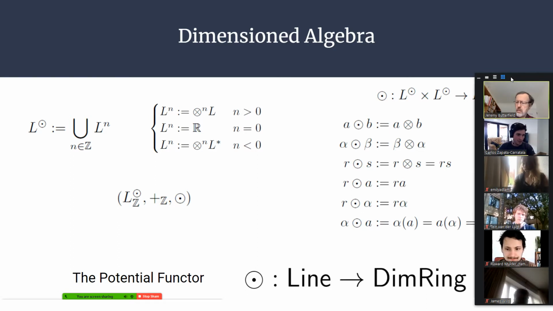That's exactly the structure that you end up with when you do this construction. And so you can further show that the category of lines, as I described, which is all the one-dimensional vector spaces with invertible morphisms, is functorially assigned to dimension rings under this construction. So you have a very good family of examples of dimension rings, and in fact the ones that are relevant for our discussion with physical dimension.